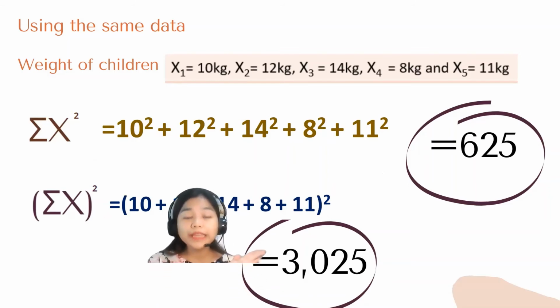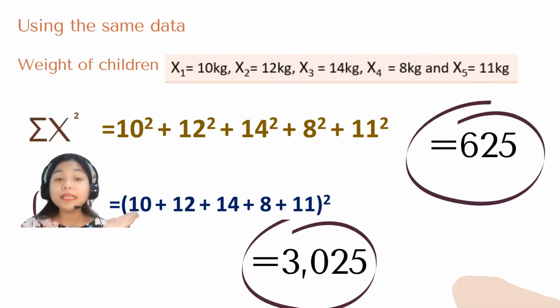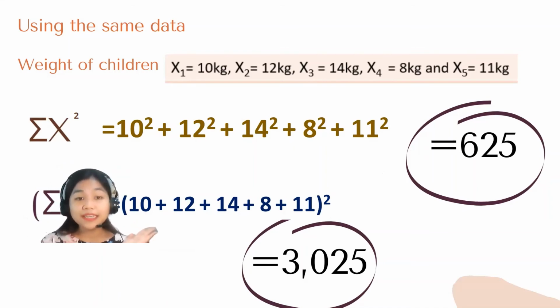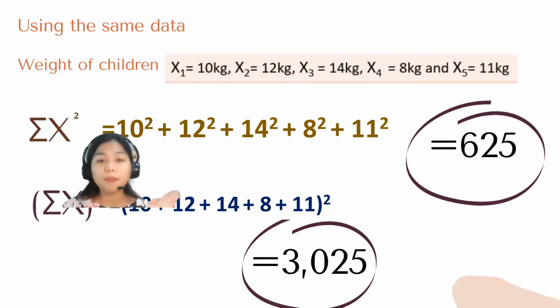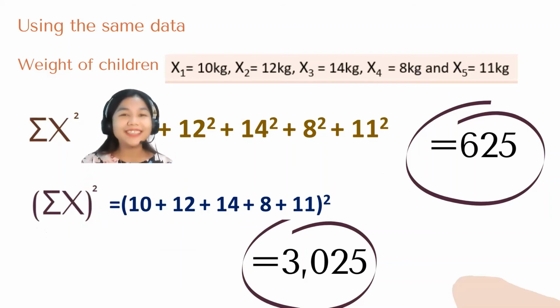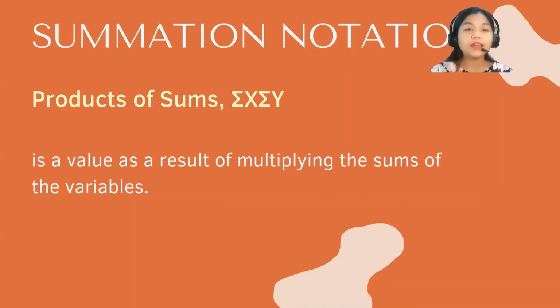Please do notice that normally the square of the sum has greater answer or value or amount as compared to the sum of the squares. So is it easy or is it difficult? I hope you find it easy, okay?